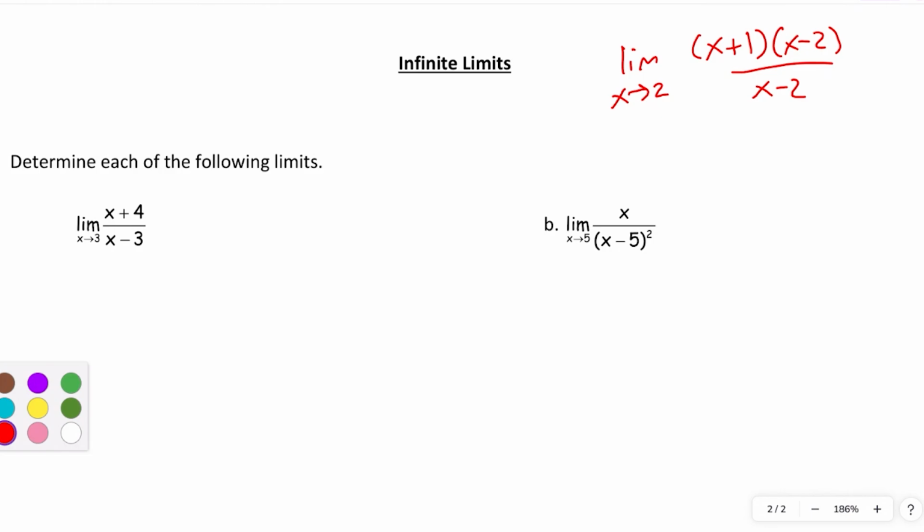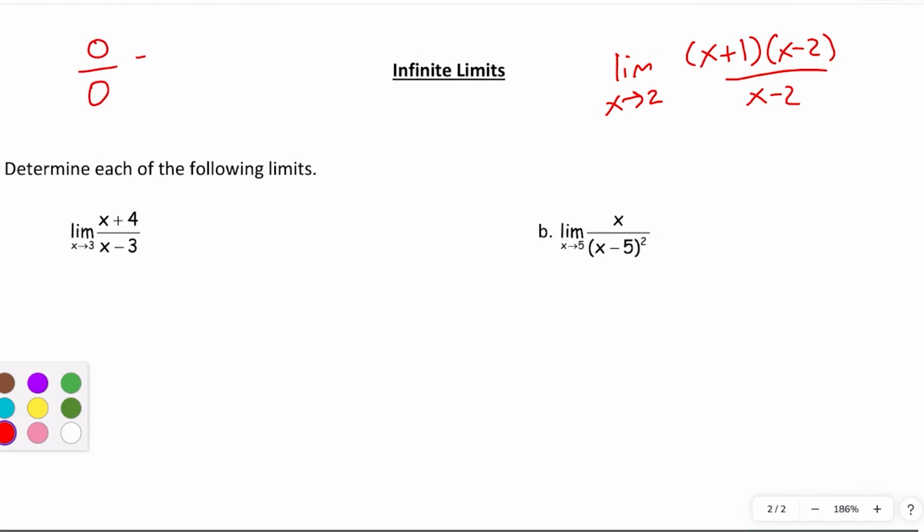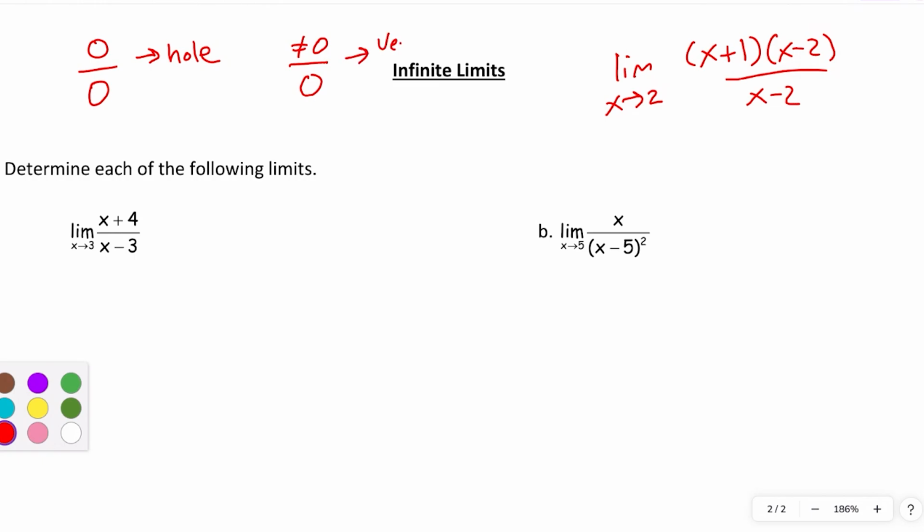So if you try direct substitution and you get something like 0 over 0, that indicates that you have a hole. That's where you want to try to manipulate the equation and cancel out that factor to remove the removable discontinuity. Now, if you try direct substitution and it makes the denominator 0, but not the numerator, then that's going to indicate we have a vertical asymptote.